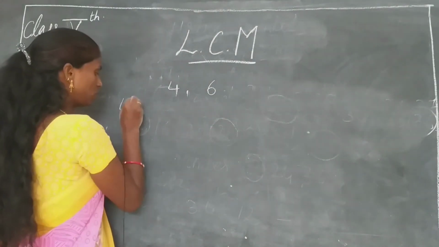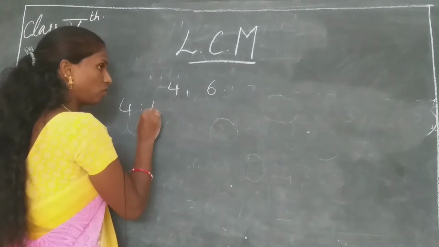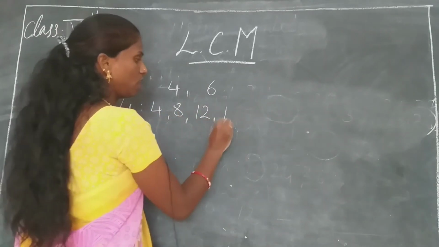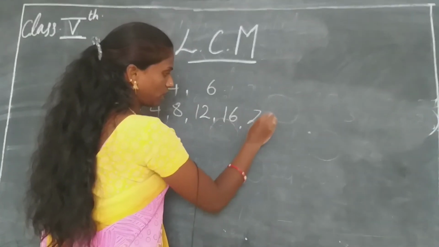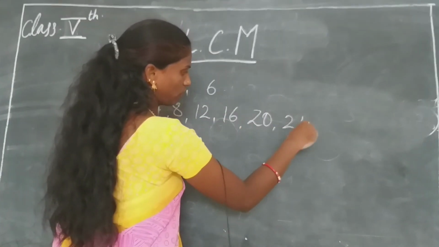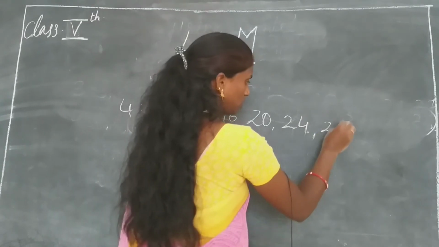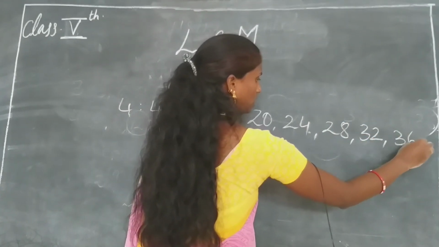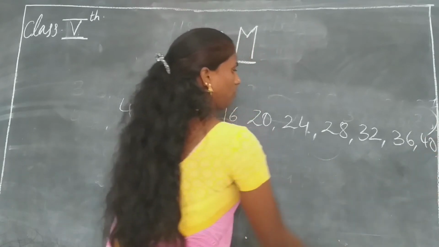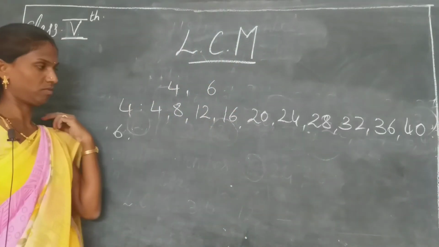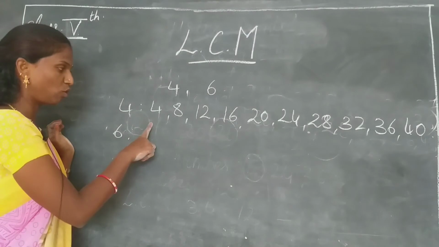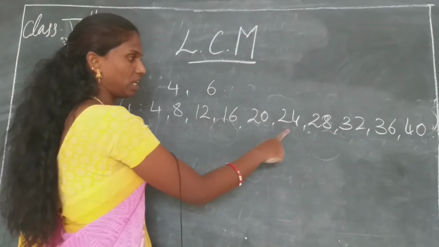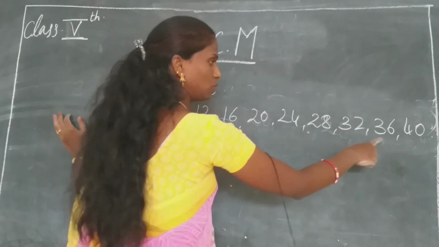Now take the multiples of 4. 4 1s are 4, 4 2s are 8, 4 3s are 12, 4 4s are 16, 4 5s are 20, 4 6s are 24, 4 7s are 28, 4 8s are 32, 4 9s are 36, 4 10s are 40. So these are the multiples of 4: 4, 8, 12, 16, 20, 24, 28, 32, 36, 40.